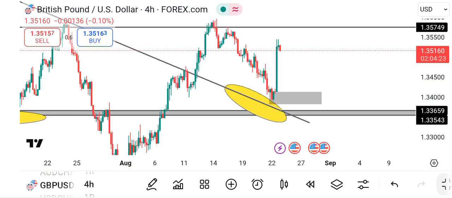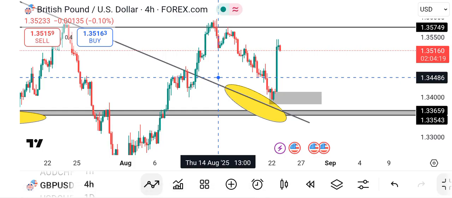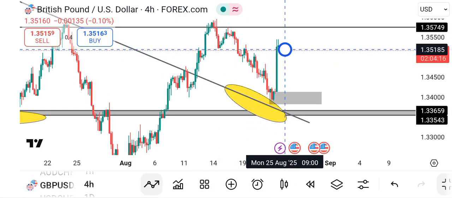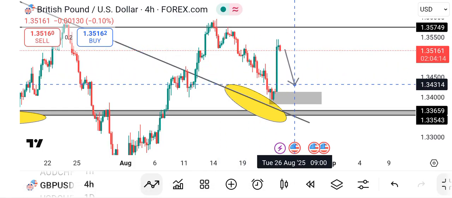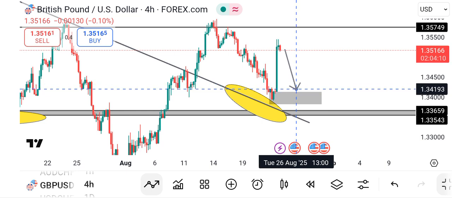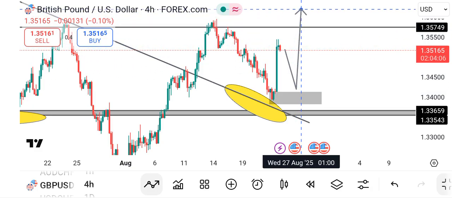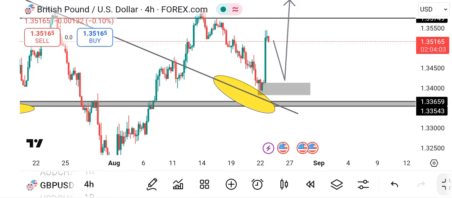What I'm thinking is that this market can easily do something like this. It could just come back down to this particular demand zone and fill it up. You know the market doesn't like space, so it fills it up. Then maybe it can gather strength.